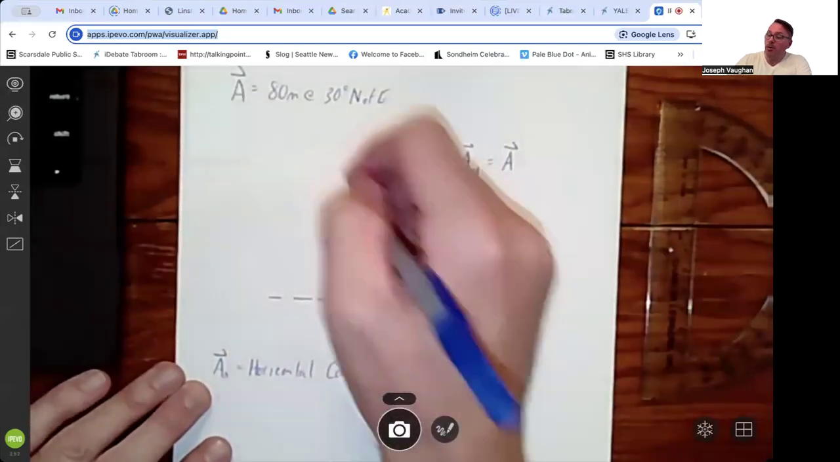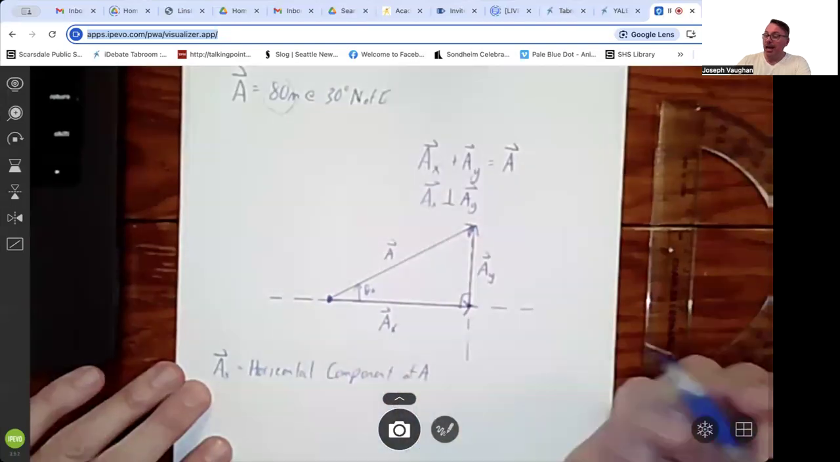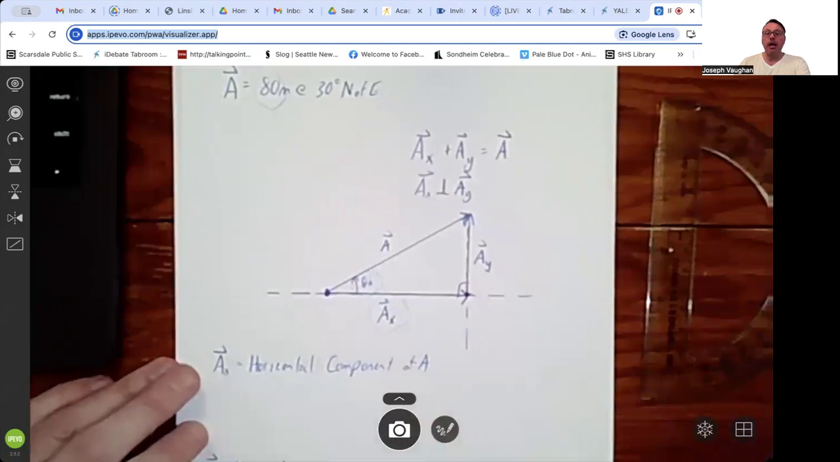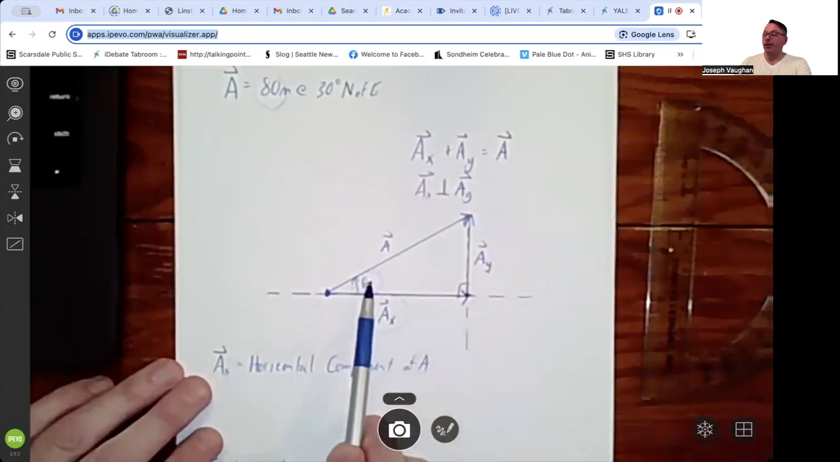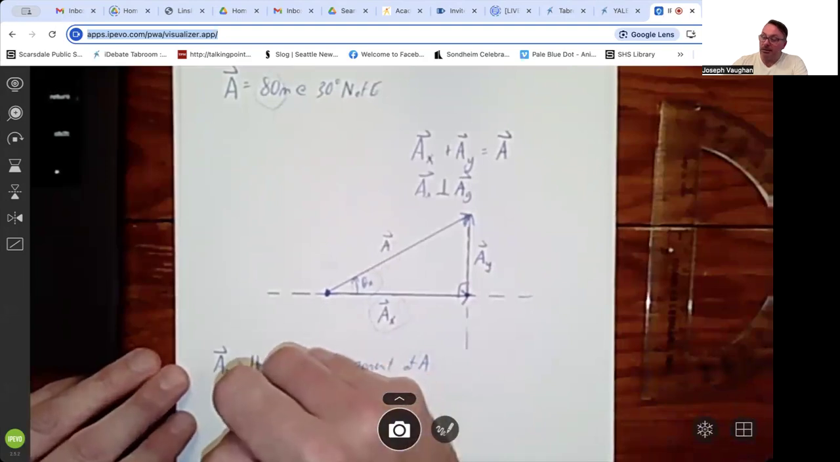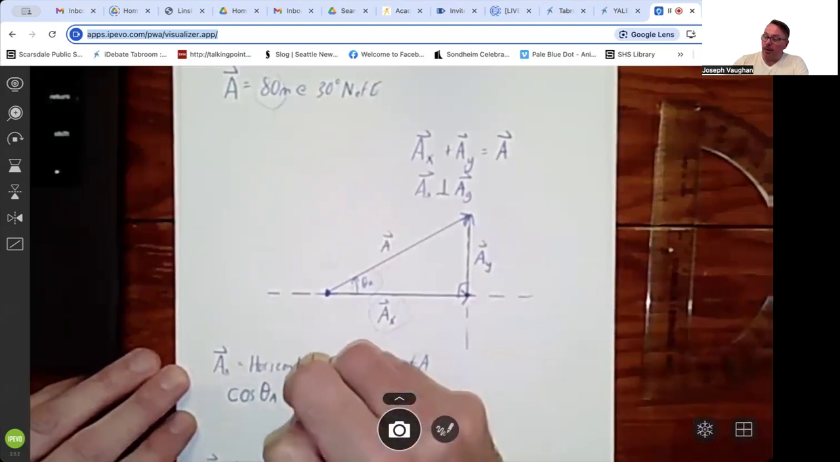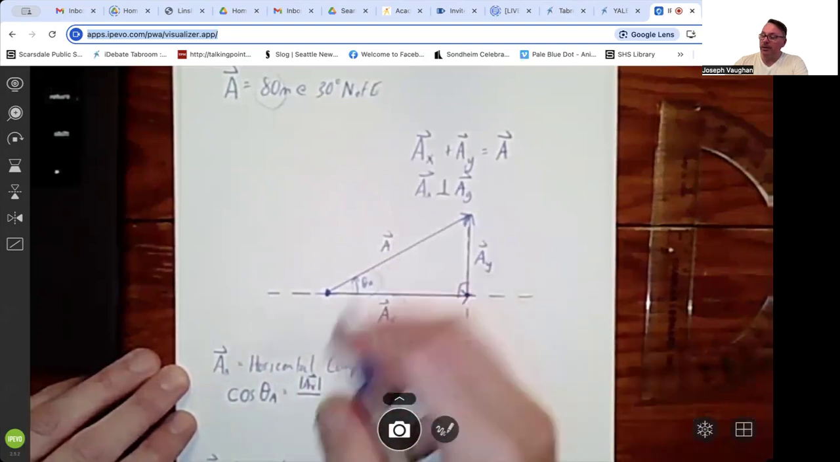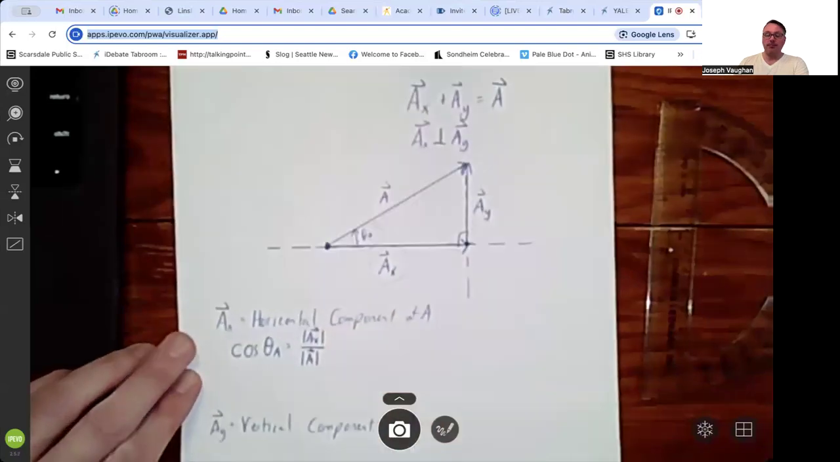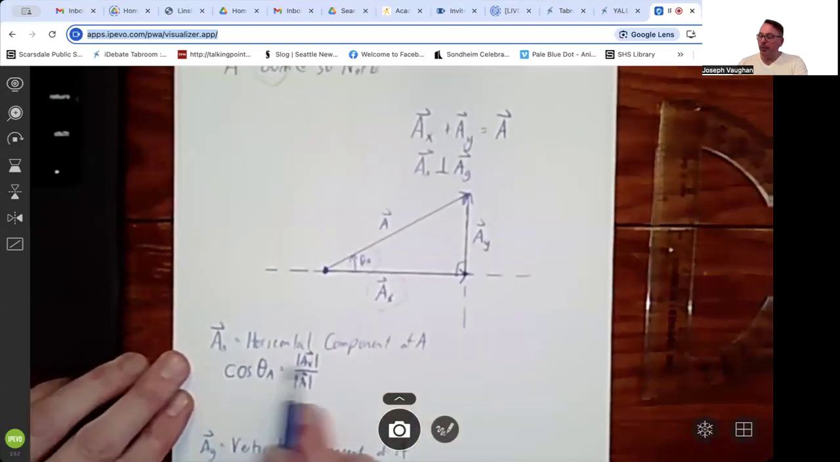If I know the magnitude of A, which I do, which is 80, and I know the reference angle, I can find A sub X by using right triangle trigonometry. So here we go. That's the angle in question. A is on the hypotenuse. A sub X is on the adjacent side. So hopefully we can see that the cosine of theta A is going to be equal to the magnitude of A sub X, the horizontal component on the adjacent side, over the magnitude of the whole vector, okay?